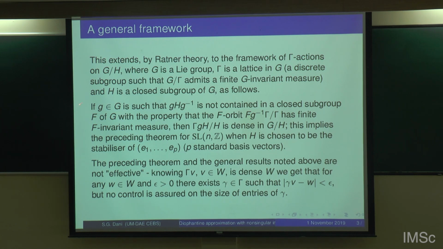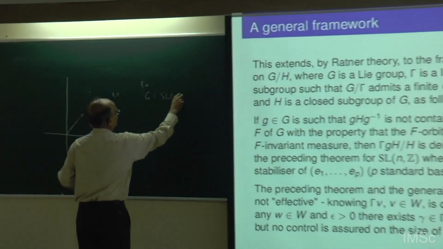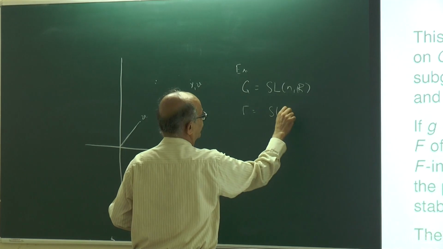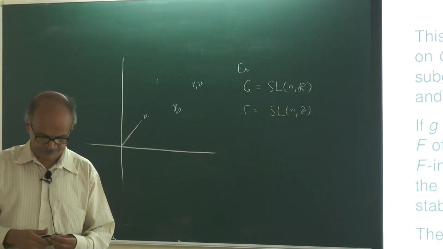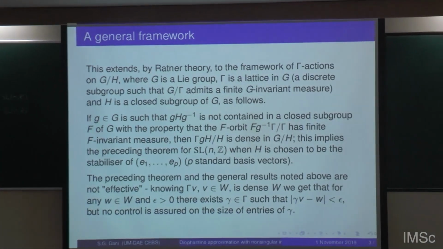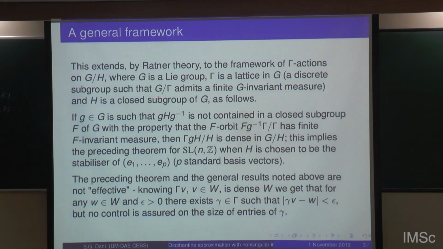And the standard example for this would be SLNR with gamma equal to SLNZ. In that case, you have this G mod gamma, which is a space with a nice finite measure that is invariant under the action of the group.